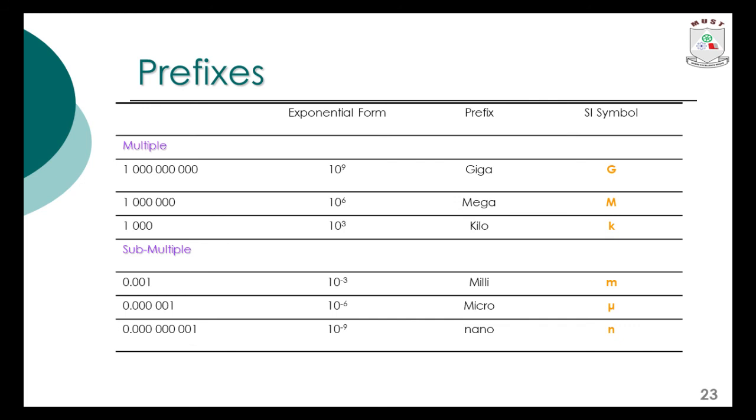The same applies to mega and kilo. When you look at the very small things, we have milli, 10 to the power minus 3, which means 0.001. Micro is 10 to the power minus 6, which means 0.000001. And nano is 10 to the power minus 9, which means 0.000000001. So the symbols are m, mu, and n for milli, micro, and nano.